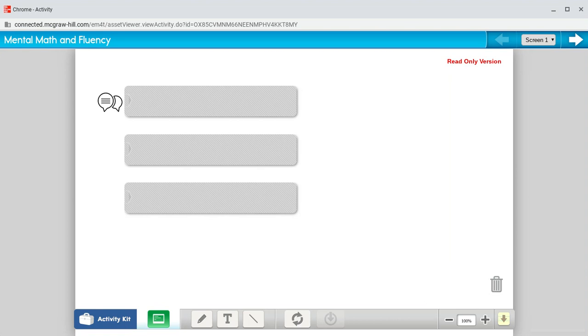But as always, we're going to get those brains warmed up a little bit with our mental math. So let's go ahead and do that first, and then we'll jump into our math message. All right, here we go. 3 plus 4. Quick facts. You probably already told me the answer. All right, 3 plus 4 equals 7.